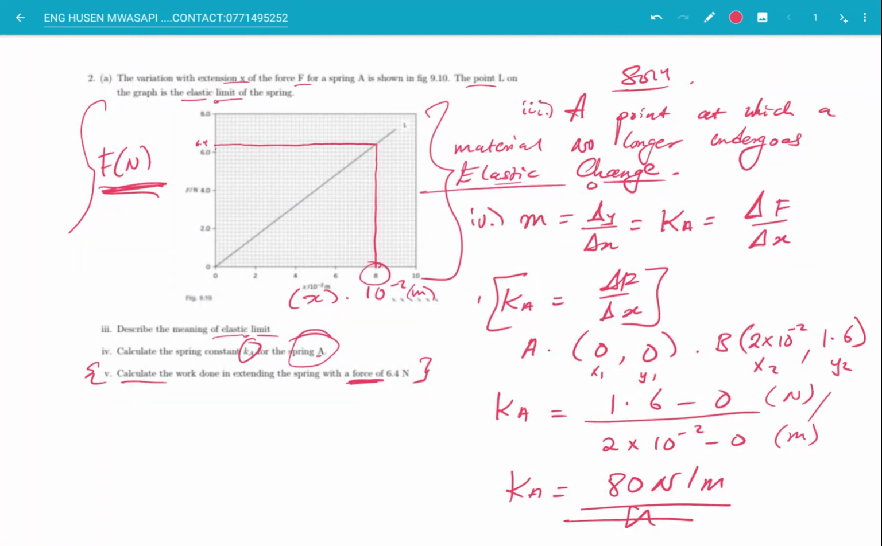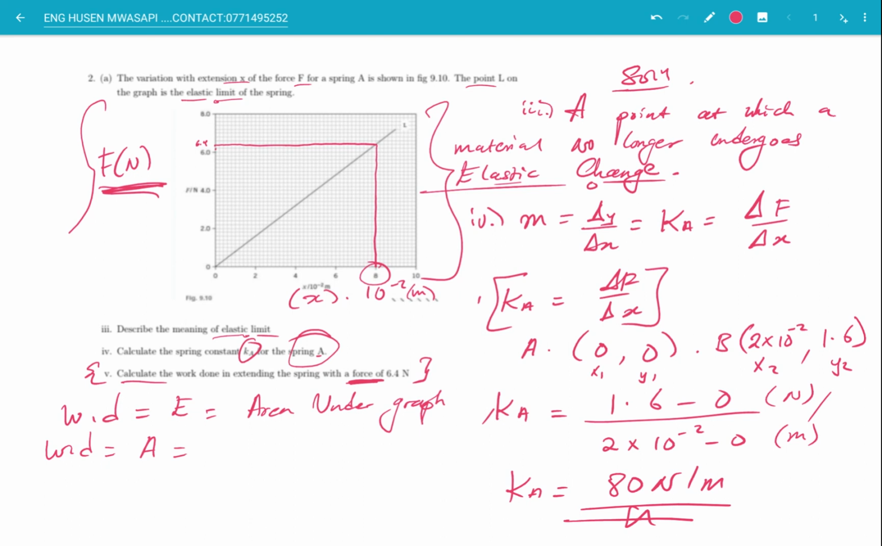Now remember that the work done, in actual sense, is equivalent to energy, and the energy stored by a spring graphically is the area under the graph. So this energy is equal to the what? Area under what? Graph. Okay, so this means that the work done is equal to the area.